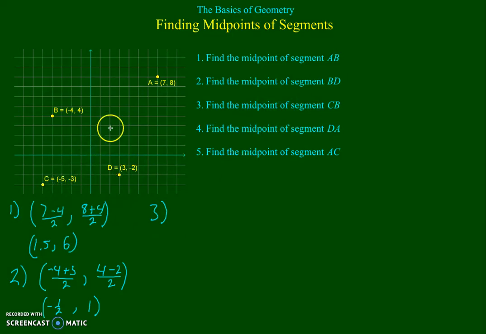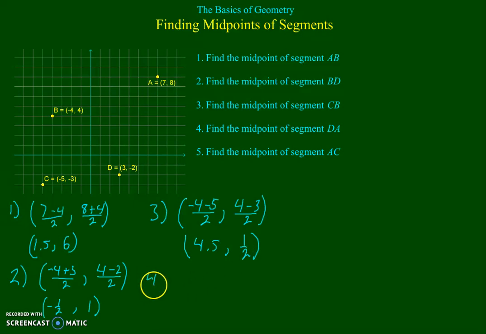CB. So we're looking for this distance here. So negative 4, 4, negative 5, 3. So we have negative 4 plus a negative 5, which is negative 4 minus 5 over 2, and 4, negative 3. 4 plus a negative 3 is 4 minus 3 divided by 2. So negative 4 minus 5 is negative 9. Negative 9 halved is negative 4.5. 4 minus 3 is 1 divided by 2, so that's 1/2, or 0.5.